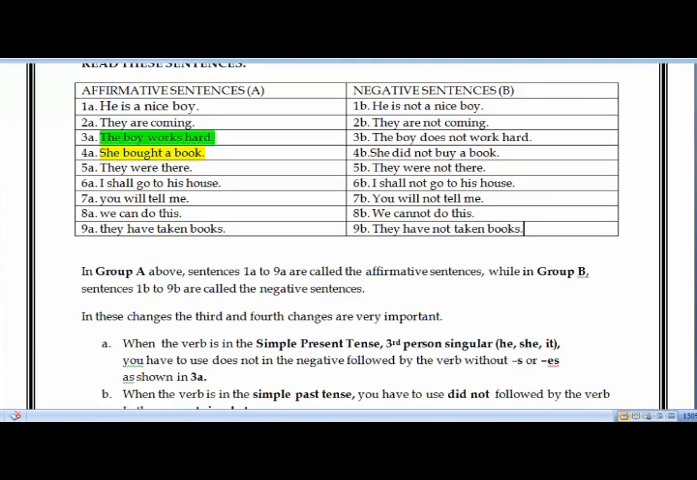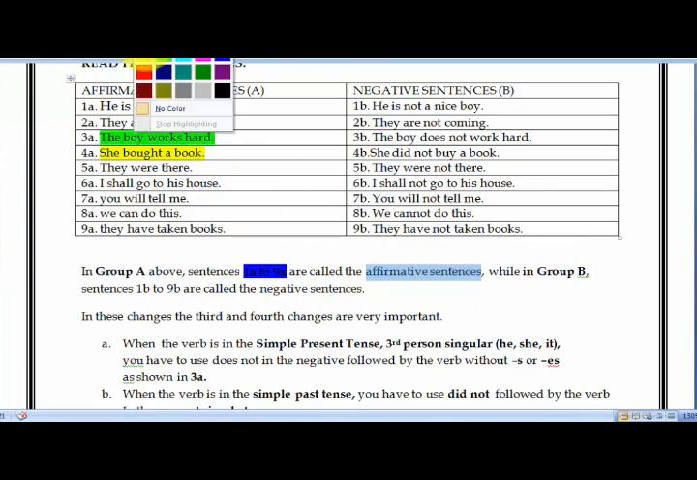Now, let us come here and see. In that group A above, sentence 1 to 9a are called affirmative sentences. You see there. While in group B, this one, written negative sentences.